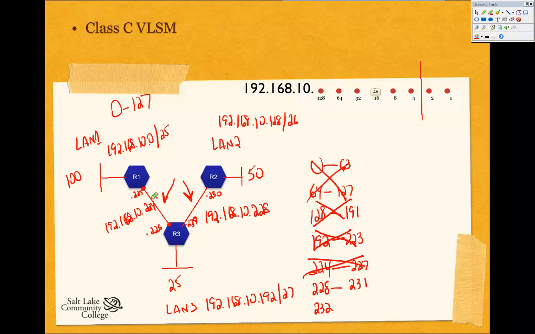Look at what we've done. We've assigned 100 users over here, 50 users over here, 25 users over here. We've done point-to-point connections, and we still have addresses left. We still can go from 32 to 255, right? That's the broadcast for the last network, but we still have the possibility of throwing another network out there if we need to. So that's variable length subnet masking, a Class C style.